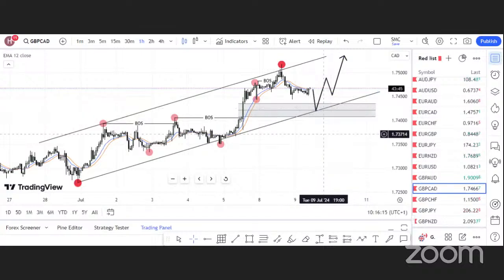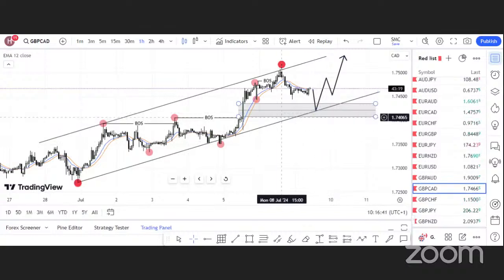goes below this level, which is below my trend line. Okay, below the trend line, below the fair value gap. Okay, so let's say the market closed above this level, then we'll be looking out for a sell instead of buy. Okay, but as it is now, buy is what I'm looking out for.